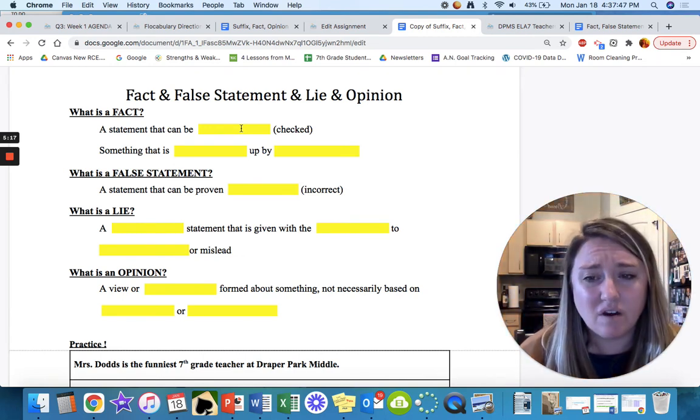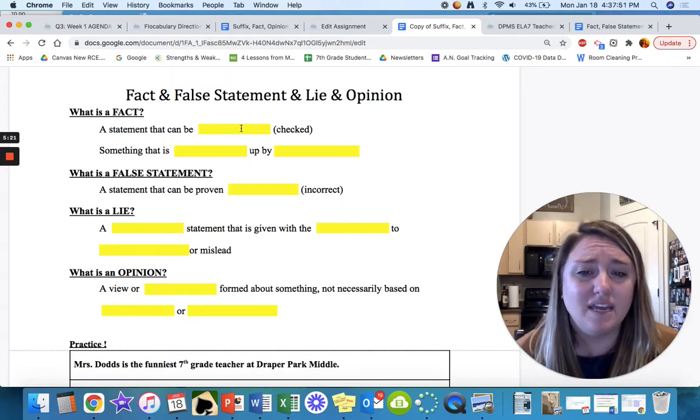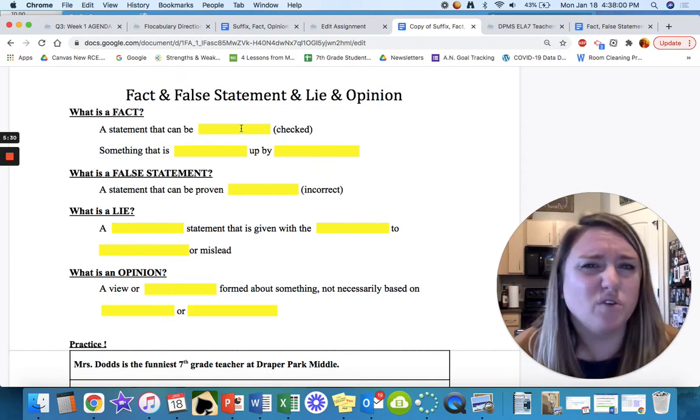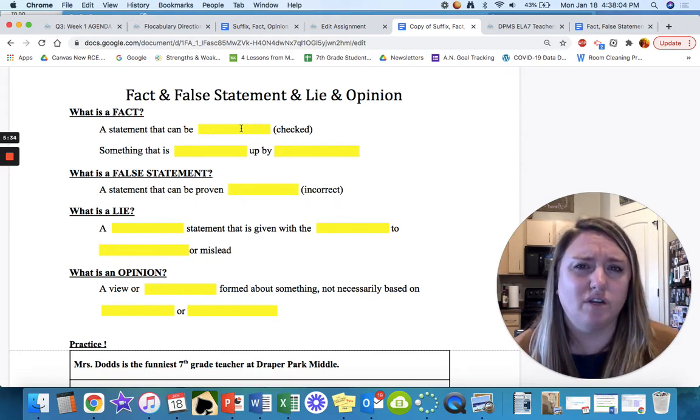An opinion, though, is a view or belief formed about something. It's not necessarily based on fact or knowledge. So an opinion is a belief. It's something that you can't prove right. You can't prove it wrong. It's something that you don't have a measuring tool for.